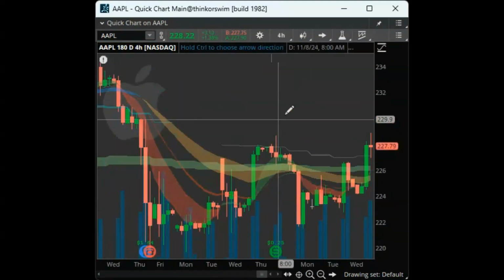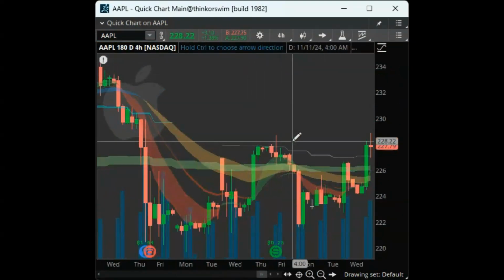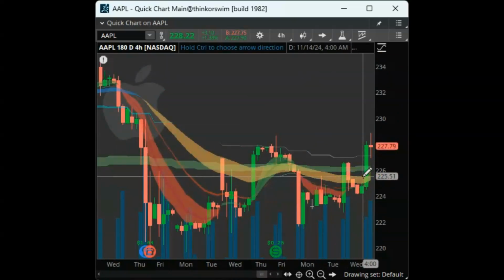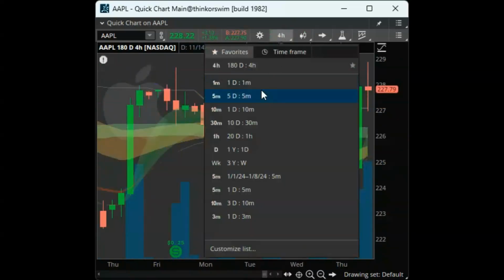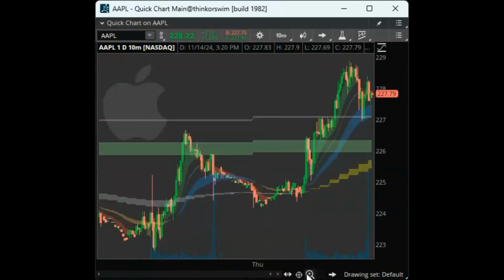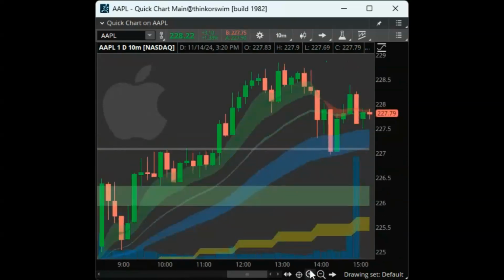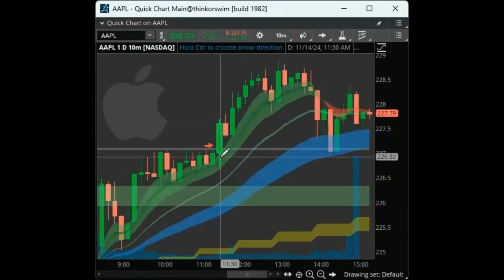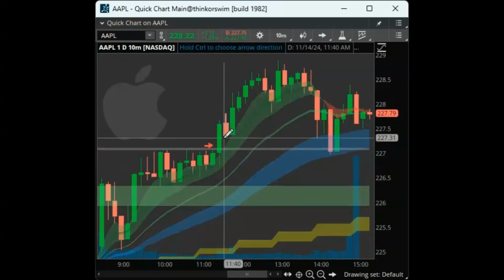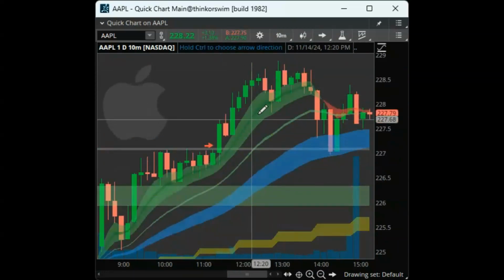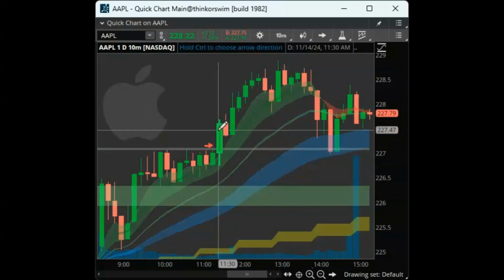But let's just put a little dot and go, okay, right here at the end of the day. By the way, this is a 4 hour. Let me go to the 10-minute here. Okay, so right here, you see how Apple breaks above the 512? So here's the 512 band, Apple breaks above it.